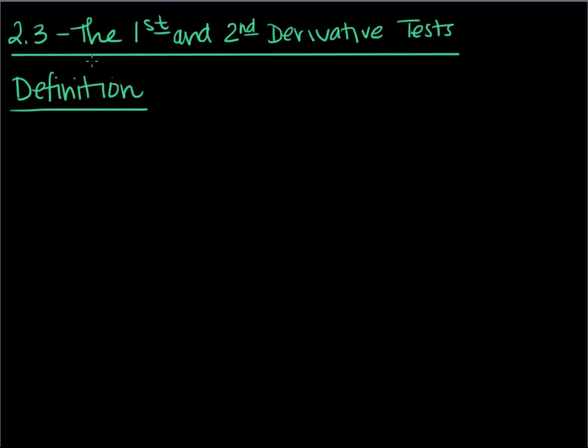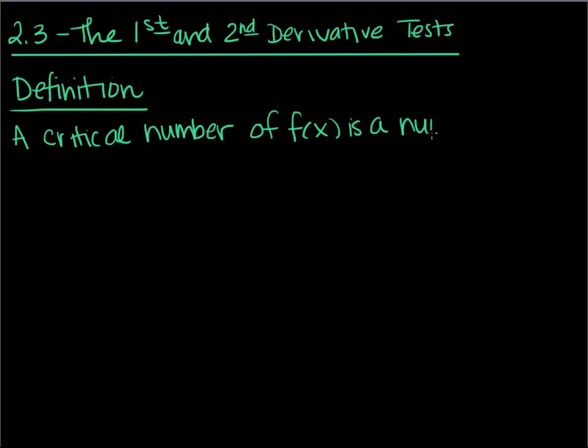So the first thing we need to talk about is I need to define something. The thing I want to define first is this idea of a critical number, a critical value or a critical point. So we'll just call it a critical number of some function f of x is a number a. So this a here represents a variable, okay? It is a number a such that f prime of a is 0.